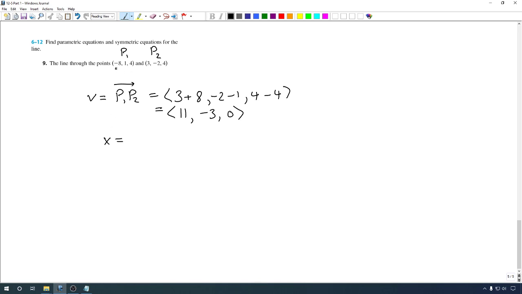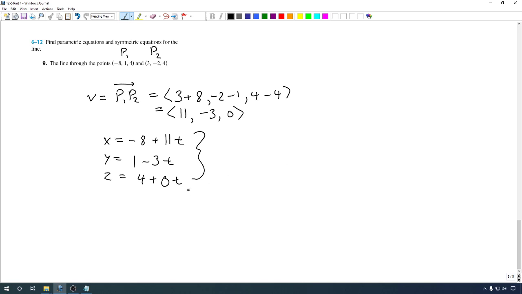So x is going to be the x-coordinate, negative 8, plus the first component of our vector times t. Y is going to be our y-coordinate of our point, so 1, plus, well, minus 3 times t. And then finally, z is going to be the z-coordinate, 4. But then we just have a plus 0t, or really this is just z equals 4. Again, these are our parametric equations.